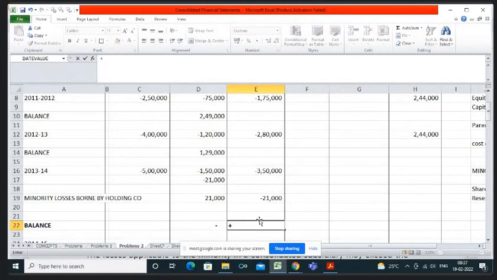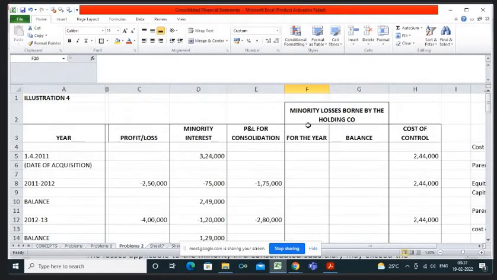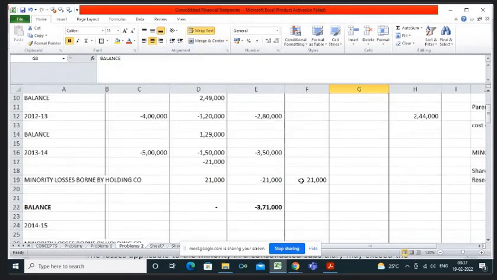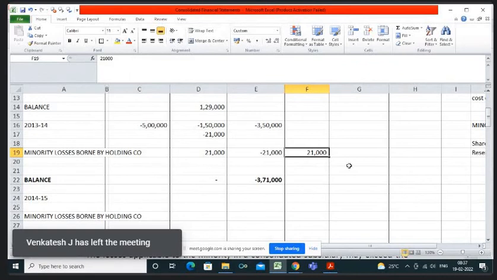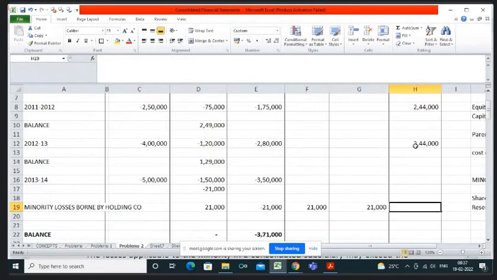How much profit will be consolidated? 3,50,000 their own share, and this is the minority holders' share. So 3,71,000. Now, how much is transferred here? 21,000. This is the minority losses borne by the holding company for the year. This is the first time we are absorbing the loss of minorities, 21,000. So here also it will become a cumulative total of 21,000. And the cost of control does not change. It continues as 2,44,000.